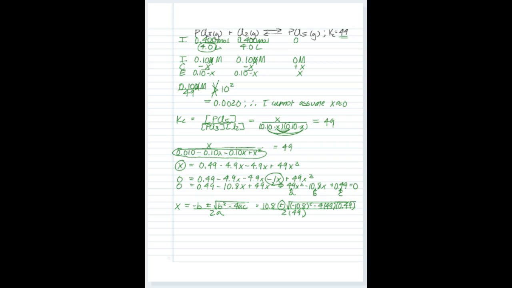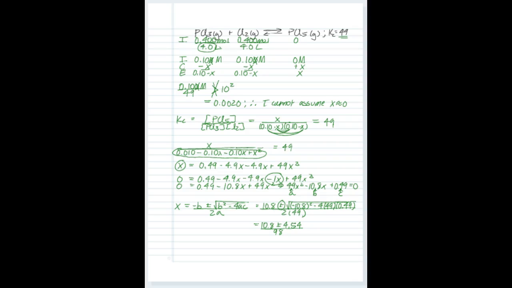So the first thing that I'm going to do is take this 10.8 squared, that gets rid of the negative, minus 4 times 49 times 0.49, okay? And then take the square root of all of that, and I'll write the answer down here. So this is 10.8 plus or minus 4.54, okay, over, let's go ahead and multiply 49 by 2, 98, okay? So let's see which makes sense.